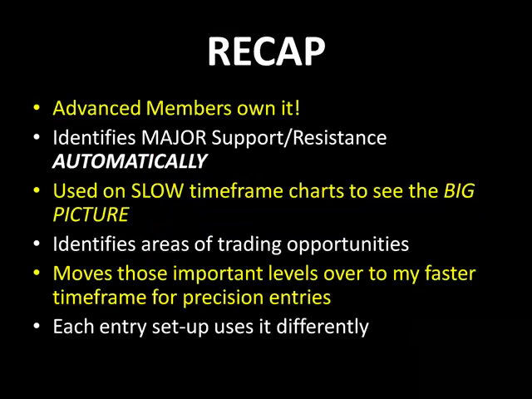All right, guys, let's recap. Again, the auto levels indicator is only available for advanced members. You guys own it. It identifies major levels of support and resistance automatically for us. We use it in a slower time frame to see the big picture. Now these red lines are areas of trading opportunities, so we want to pay close attention to those red lines. And of course, we move those levels from our slower time frame to our faster time frame, so we have more precise entries, less risk, and more opportunities every single day. And of course, each different entry pattern we use uses this auto levels indicator a little bit differently, so make sure you guys are aware of that.